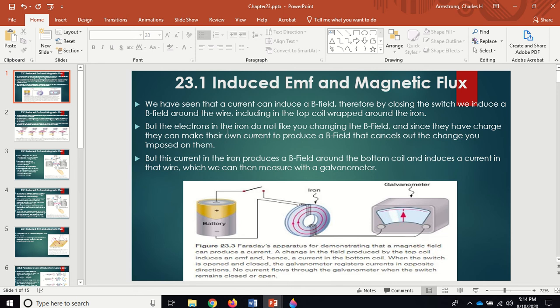All right, the electrons in the iron do not like you changing the magnetic field, and since they have charge, they can make their own current to produce a magnetic field that cancels out the change you imposed on them. But this current in the iron produces a magnetic field around the bottom coil and induces a current in that wire, which we can then measure with a galvanometer.